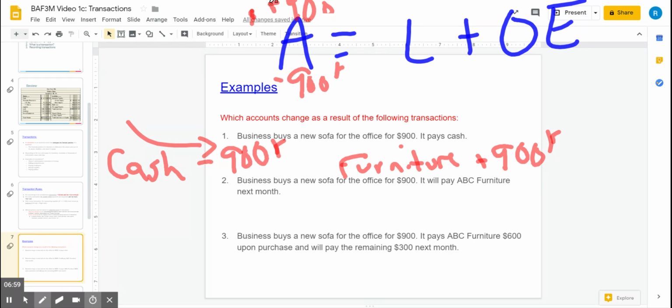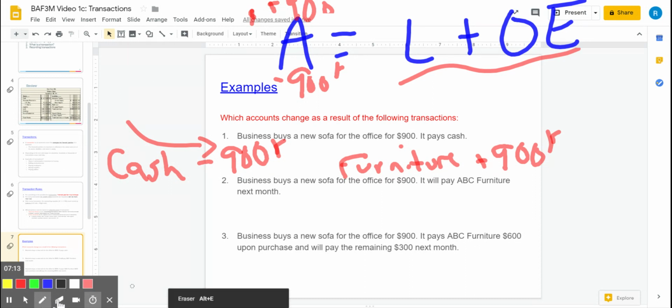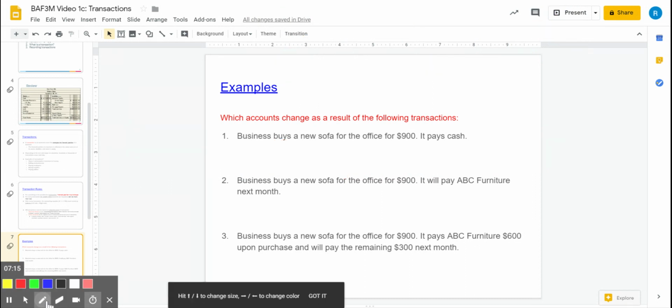Two accounts were affected. Furniture went up by 900, cash went down by 900, and the equation still balances. The right side didn't change, it's at zero, and the left side, assets, is a net zero. One of our assets went up by 900, furniture, and one went down by 900, cash. So I hope that makes good sense. Okay, let's do another one.